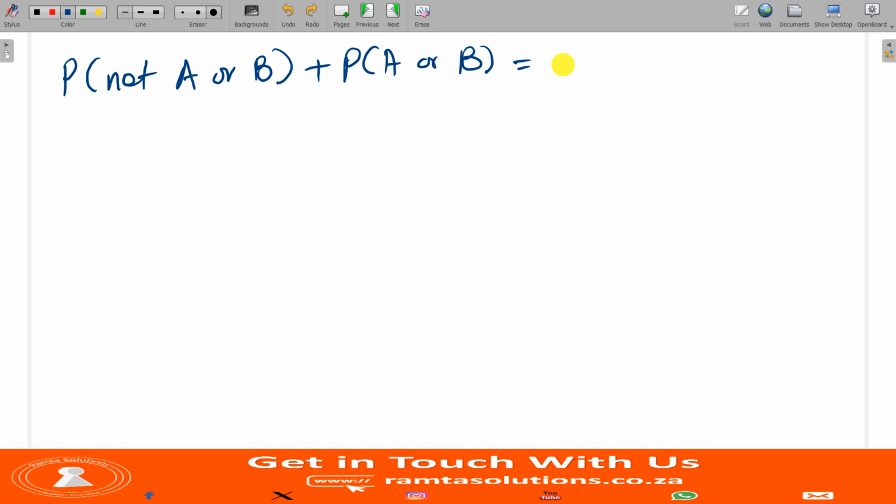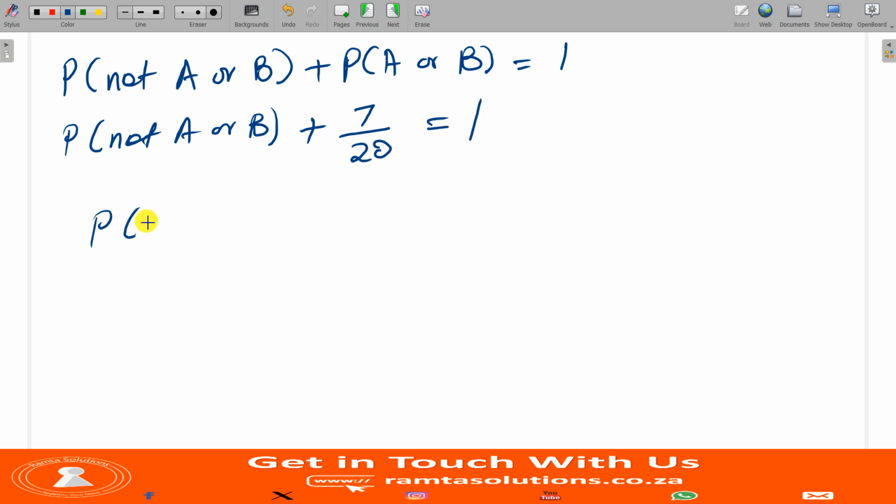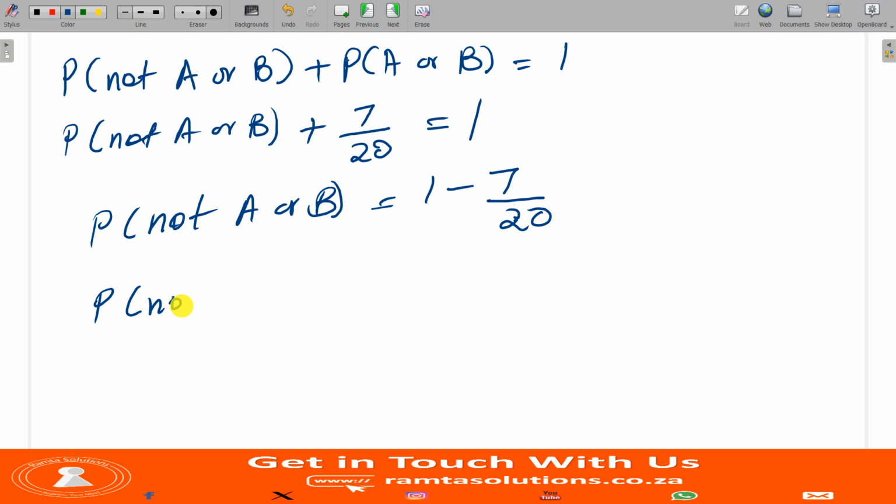It is 1 because it's probability. It is 1. So probability, what is it now? Probability of not A or B plus probability of A or B is 7 over 20 equals 1. Then you have your calculator. Probability of not A or B is equal to 1 minus 7 over 20. This therefore means probability of not A or B is equal to 13 over 20.